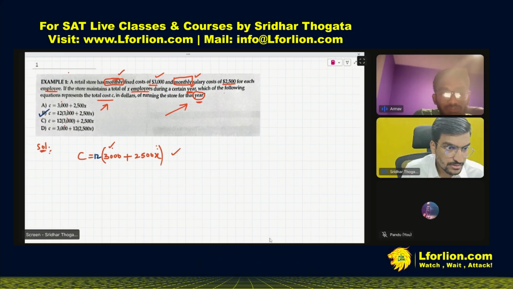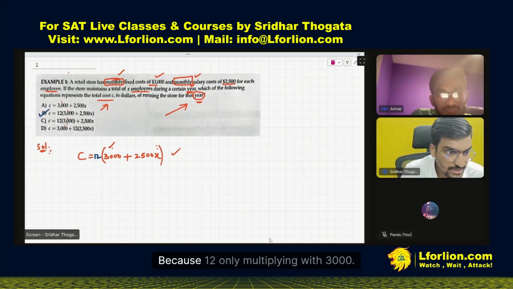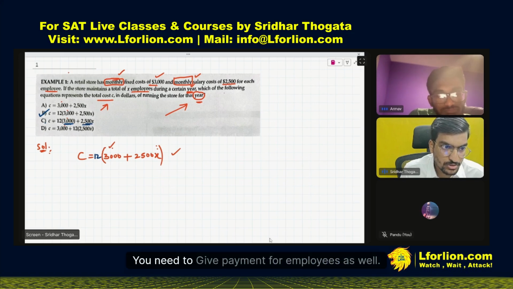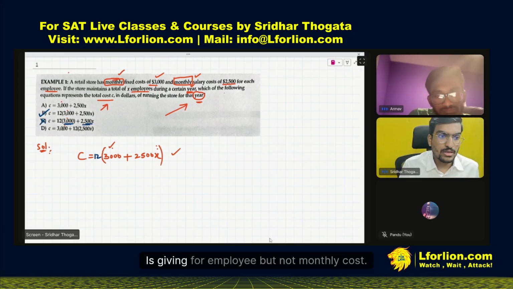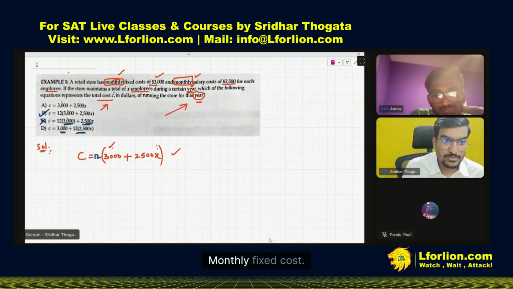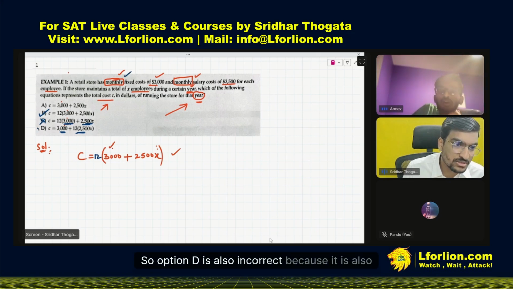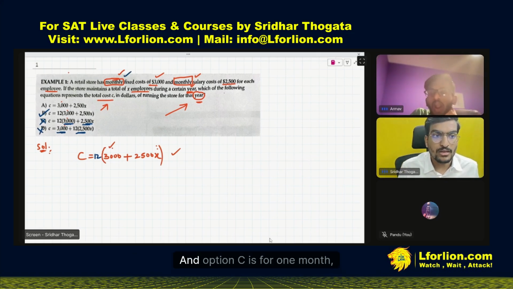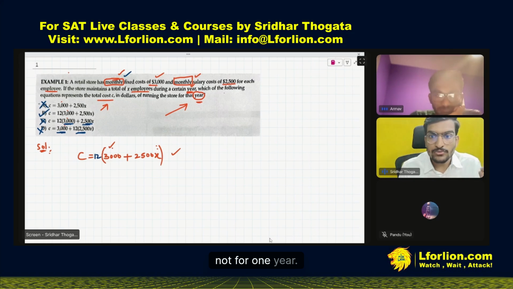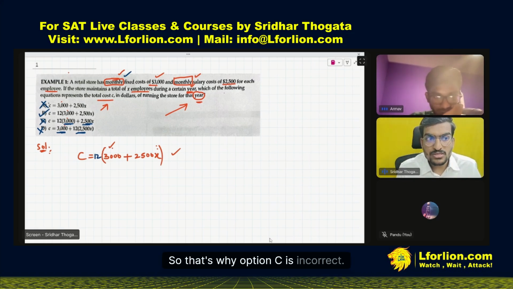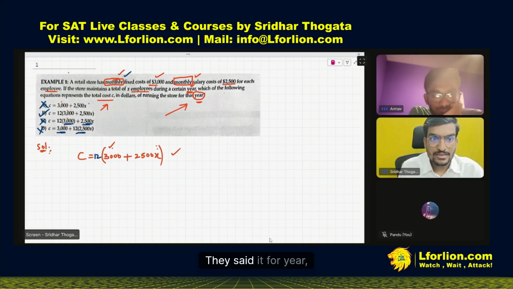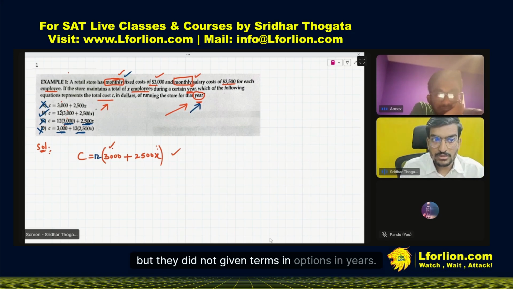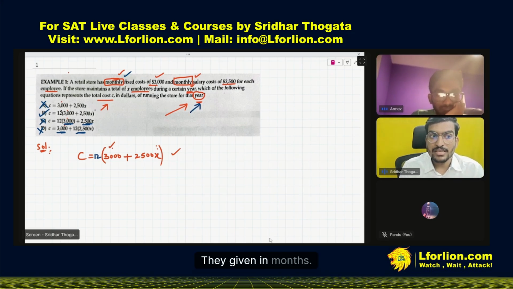Which is matching? It is not C, definitely, because 12 is only multiplying with 3,000, not with employees. You need to pay for employees as well. Option D is also incorrect because it is multiplied by 12 only partly. And option C is for 1 month, not for 1 year, so that's why option C is incorrect. Option B is correct because it is for 12 months. They said it for a year, but they did not give the options in years. They gave them in months, so we have to go with 12 months.